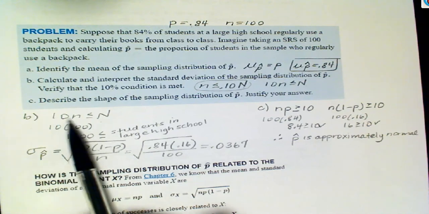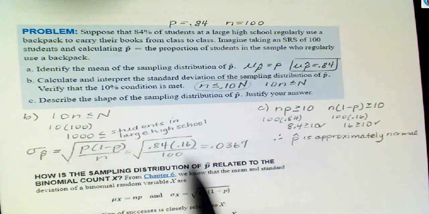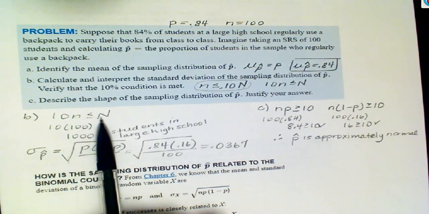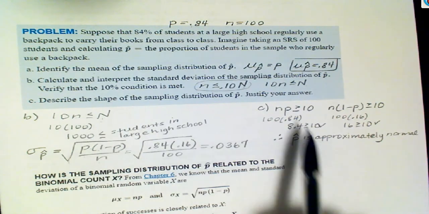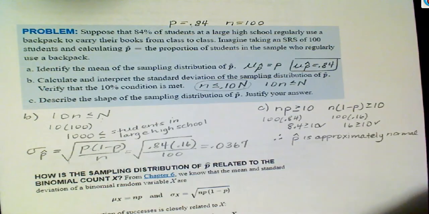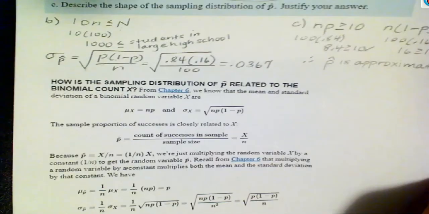So I just do 10 times n is less than or equal to N. And don't forget that n is your sample size and N is your population size. And then this is how you check for normality. So this is just a little proof down here.